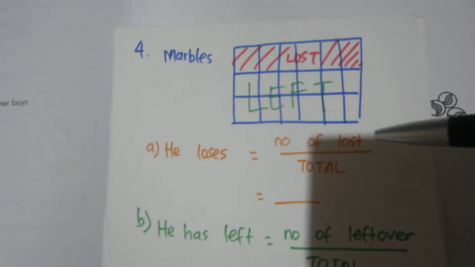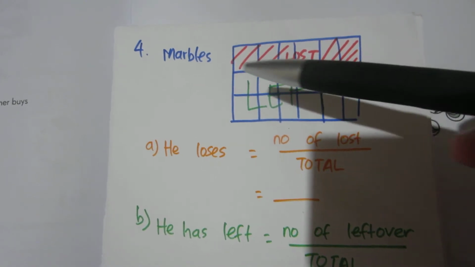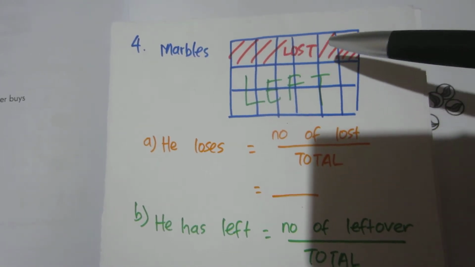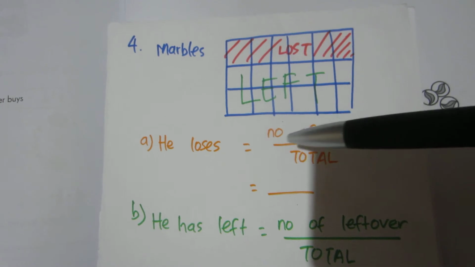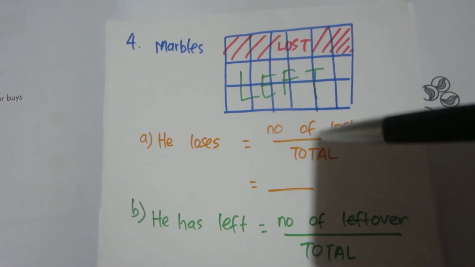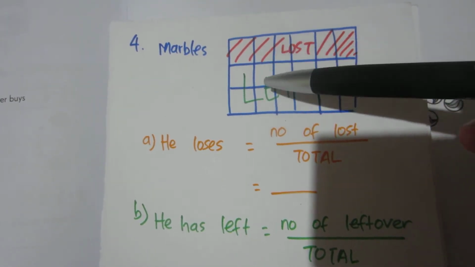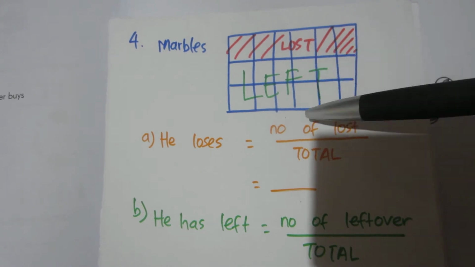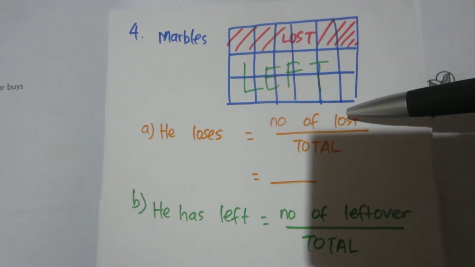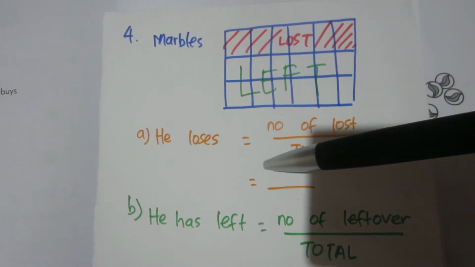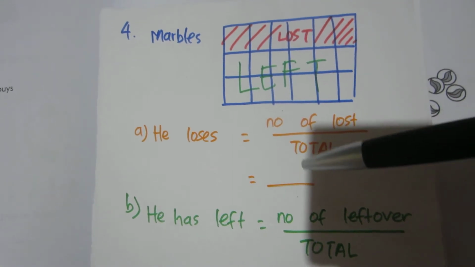You have to find the number lost, which is 1, 2, 3, 4, 5, 6, 6 over the total. And how many is the total? 1, 2, 3, 4, 5, 6, 7, 8, 9, 10, 11, 12, 13, 14, 15, 16, 17, 18. So 6 out of 18.